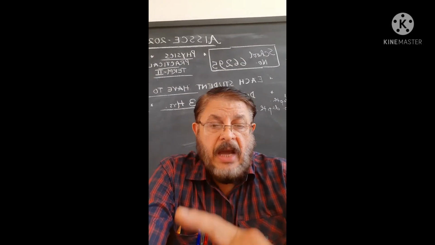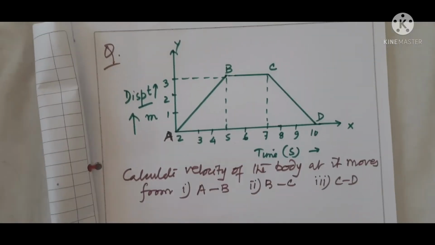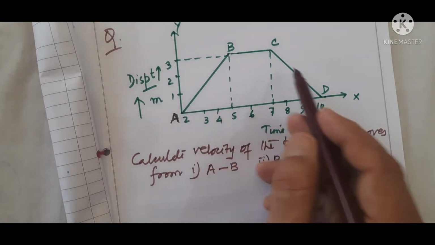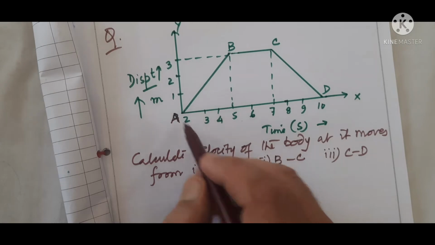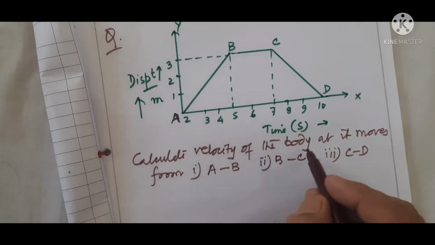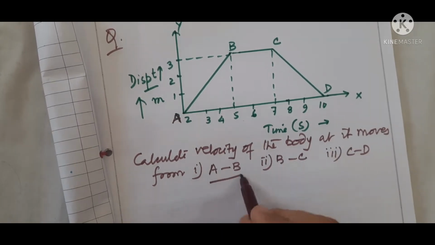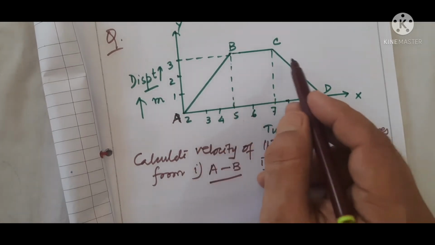Now just to see how to solve the graphical questions. Another interesting question. This is the graph given, with points A, B, C, D. The marking is there, the scale is given. It is a distance-time graph. Calculate the velocity of the body as it moves from A to B, B to C and C to D.